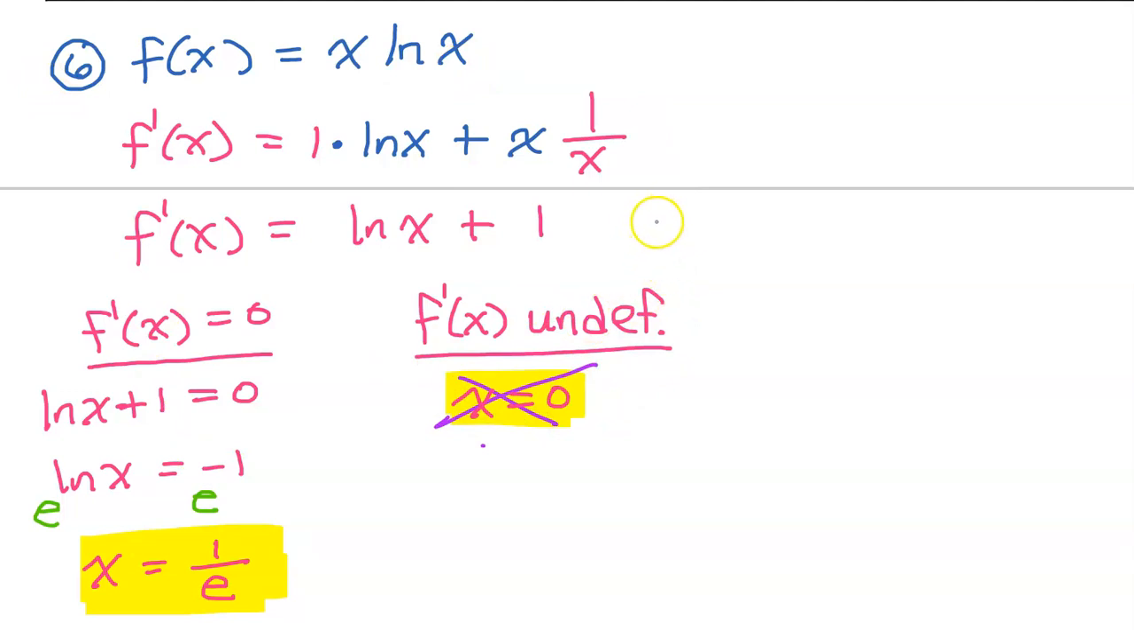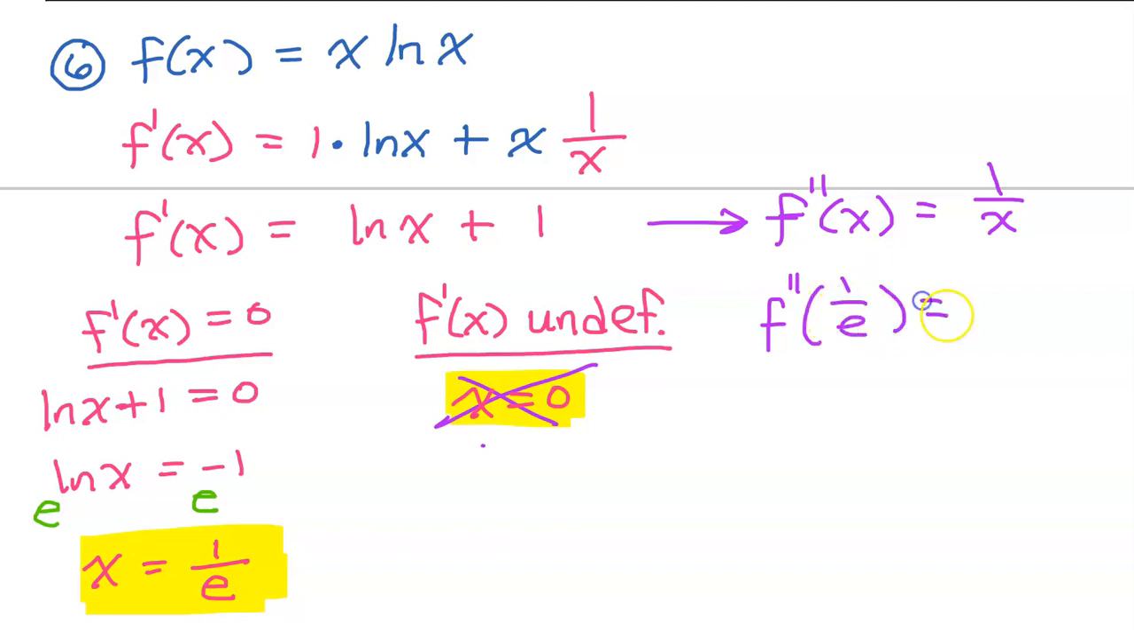Let's use the second derivative test to check and see if 1 over e is the location of a max or a min. F double prime of x will equal, the derivative of natural log is 1 over x, and the derivative of a constant is 0. So this is f double prime. So let's check out f double prime at 1 over e and see what we get. Well, this will be 1 over e.